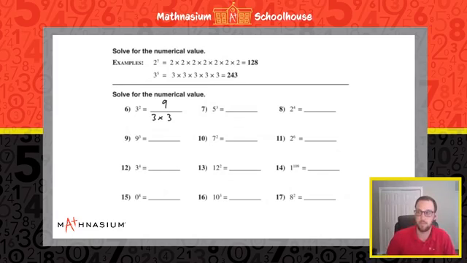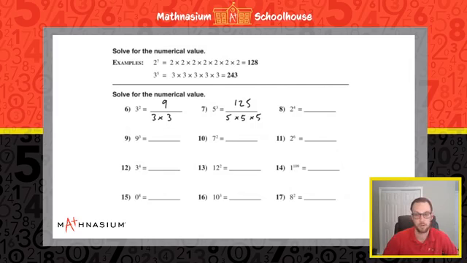So for number 7, we have 5 to the 3rd power. 5 times 5 times 5. Well, 5 times 5 is 25. And 25 times 5 is what? Well, 20 times 5 is 100. And 5 times 5 is 25. If I add those up, I have, very good, 125.